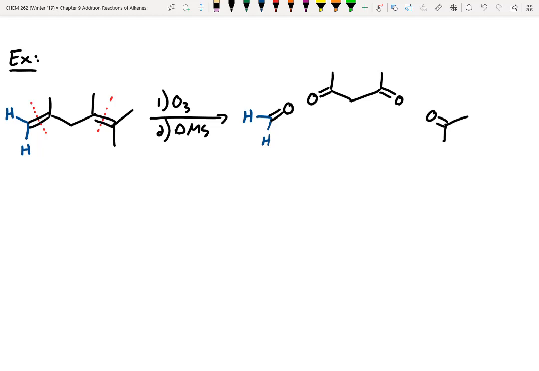All right, does that make sense? Yeah. You cleave one, but not the other one. So the question was, can you selectively do ozonolysis on one and not another? Not really. It's too hard to control.